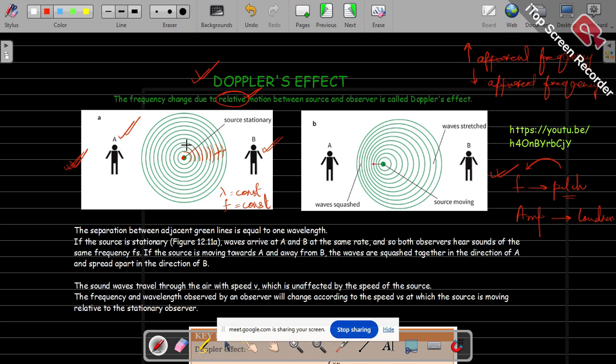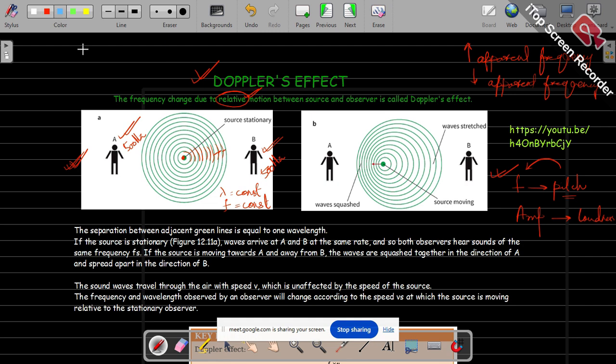Let's say if the source was emitting the sound of frequency 500 hertz, this observer will also observe the same 500 hertz frequency, and this observer will also observe the same 500 hertz frequency. Clear? Because relatively the source and observer were not moving, they were at rest, so there is going to be no shift in frequency.